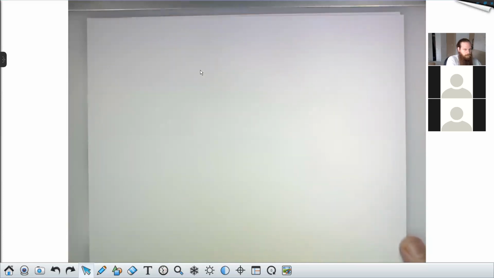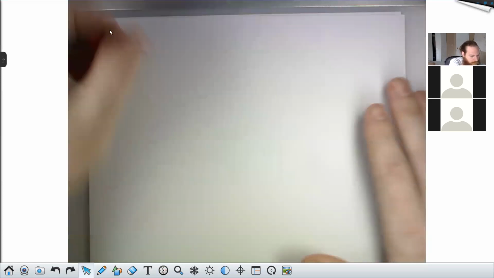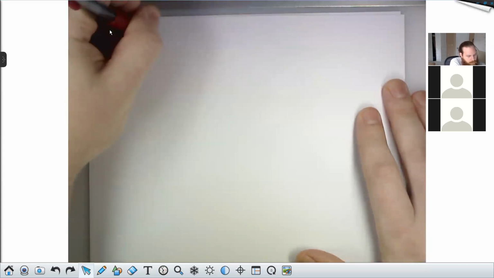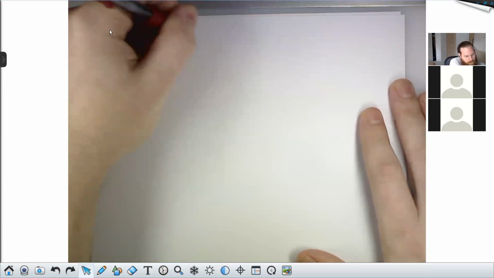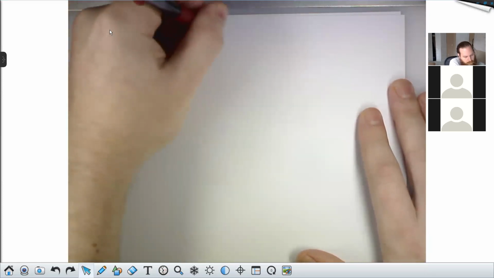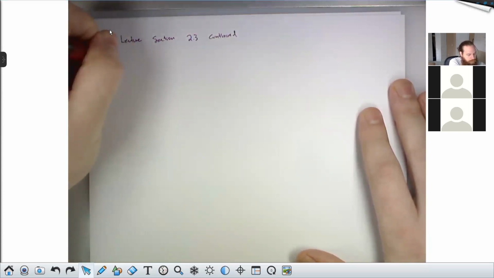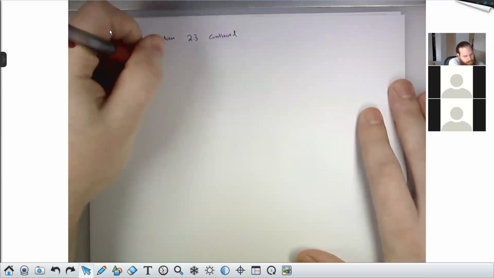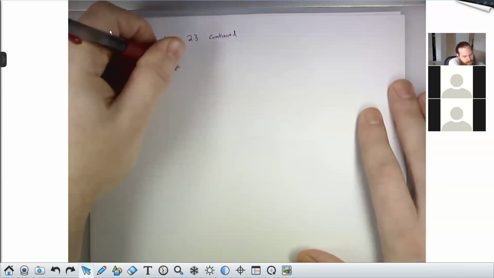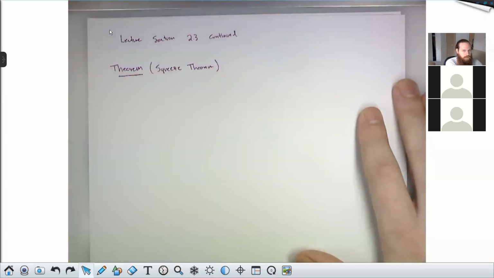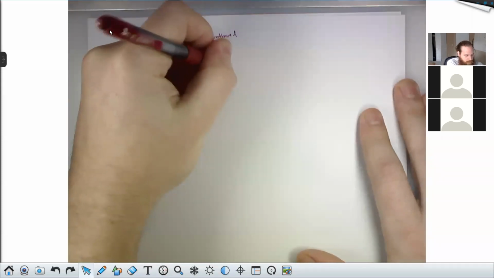There's one theorem from section 2.3 that we haven't addressed yet, and it's called the squeeze theorem. So this is our lecture from section 2.3, continued. There's this theorem called the squeeze theorem. In France, they call this the policeman theorem, and I'll explain why.